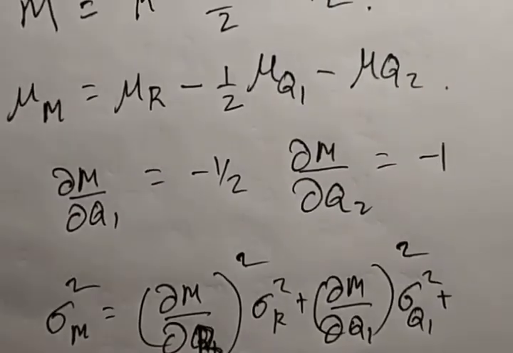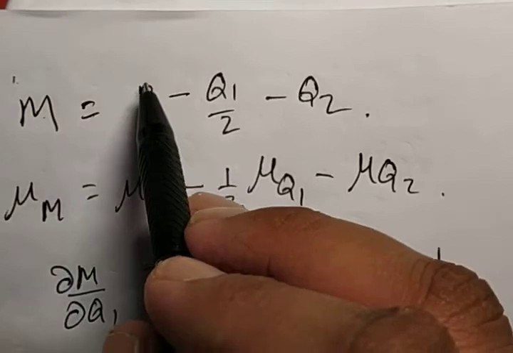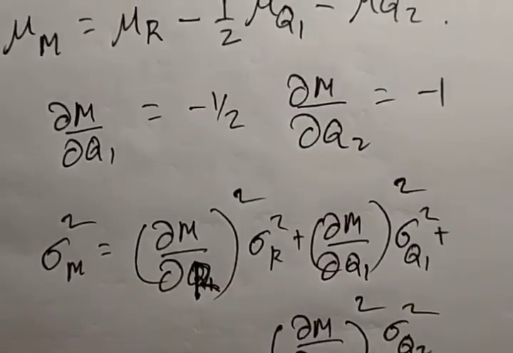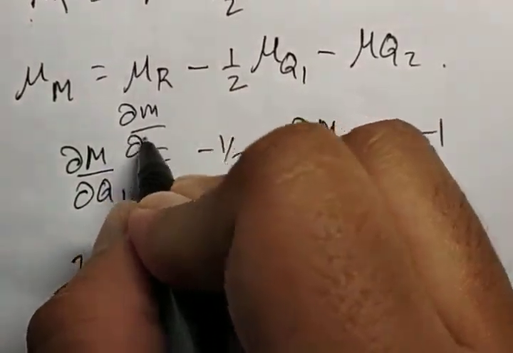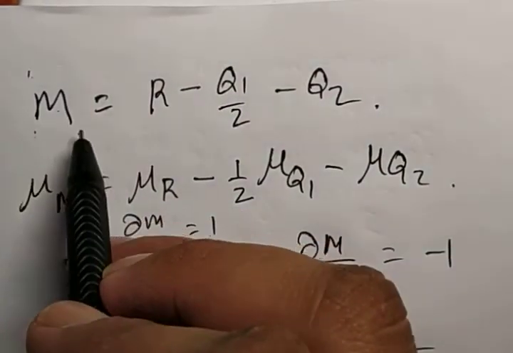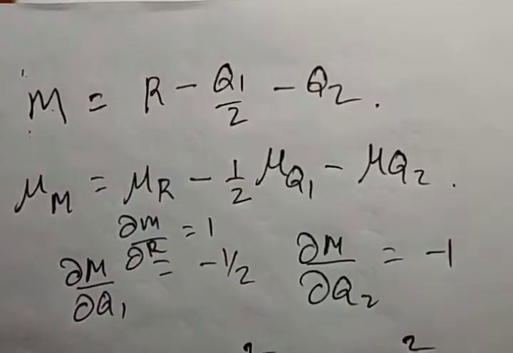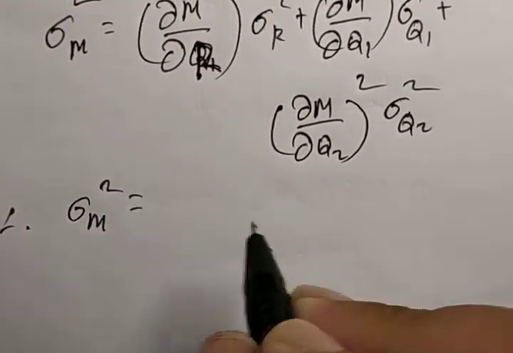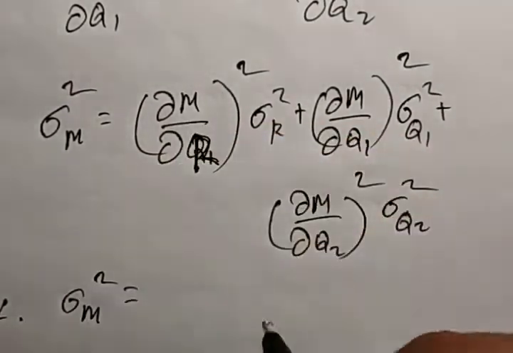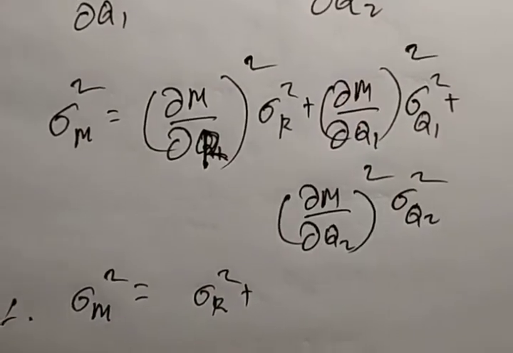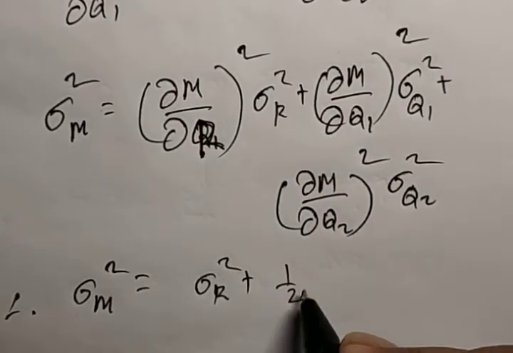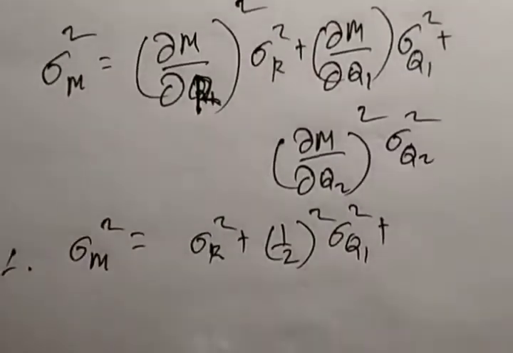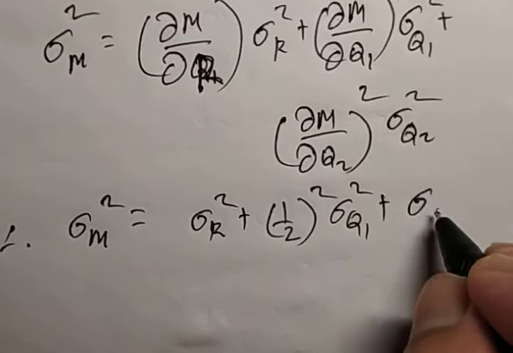So to simplify, if I go to the top, del m by del r is 1, because if I take the derivative of m with respect to r, I get 1. Del m by del q1 and del m by del q2 I have already found out. So sigma m squared equals 1 squared, which is sigma r squared, plus del m by del q1, which is minus half, so half squared, into sigma q1 squared, plus del m by del q2, which is minus 1, so minus 1 squared, into sigma q2 squared.